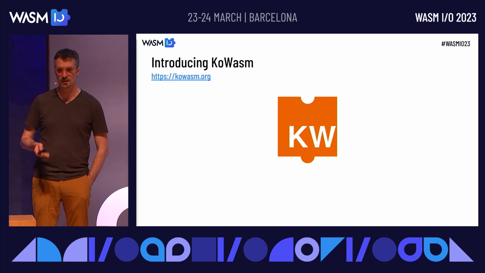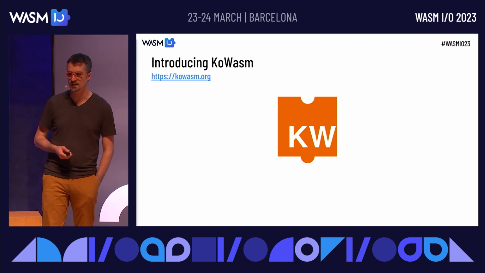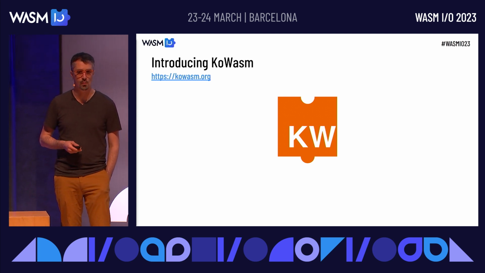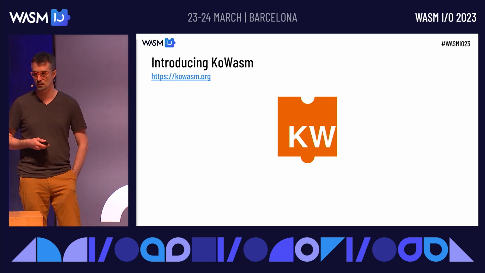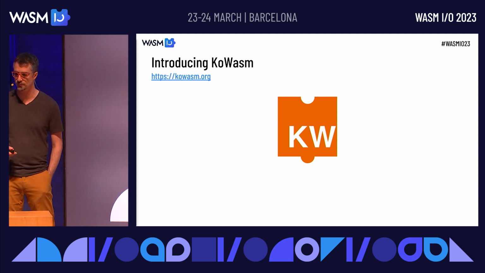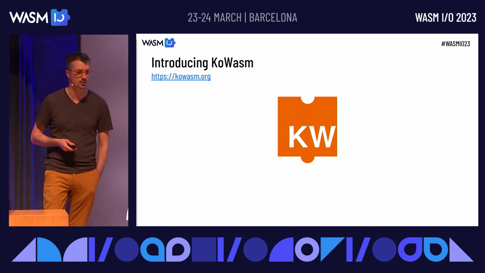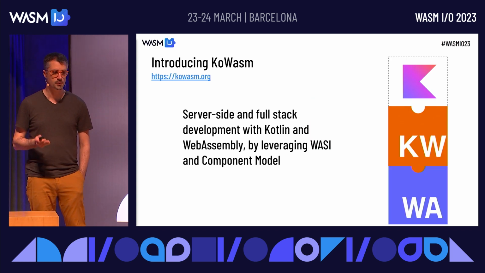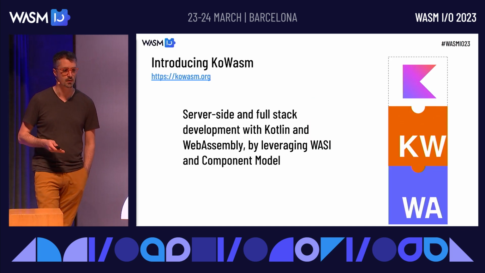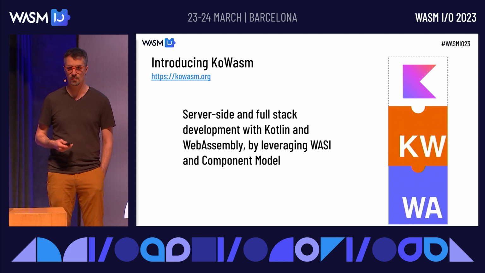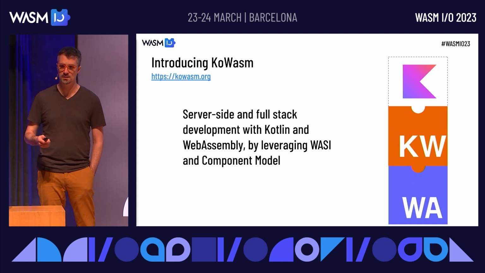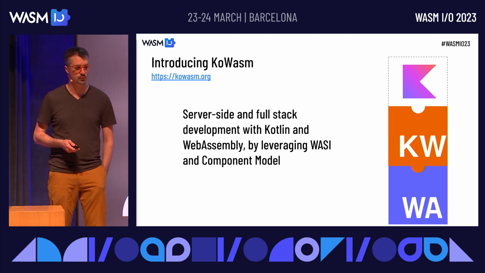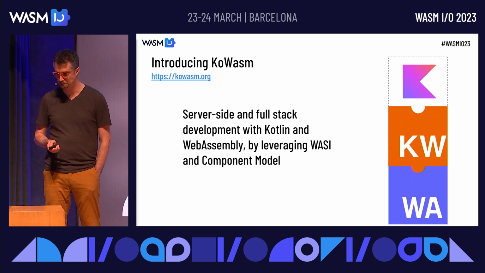Currently, Kotlin Wasm mostly targets the browser, and I'm a server-side guy. I also like to do front-end development, so I would like to explore what could be done by Kotlin Wasm for other kinds of workloads. So earlier this year, I took the decision to create a new project, and this new project is KoWasm. The goal of KoWasm is basically to explore server-side and full-stack development with Kotlin and WebAssembly by leveraging Wasm for interacting with the system and component model in order to implement the interoperability.